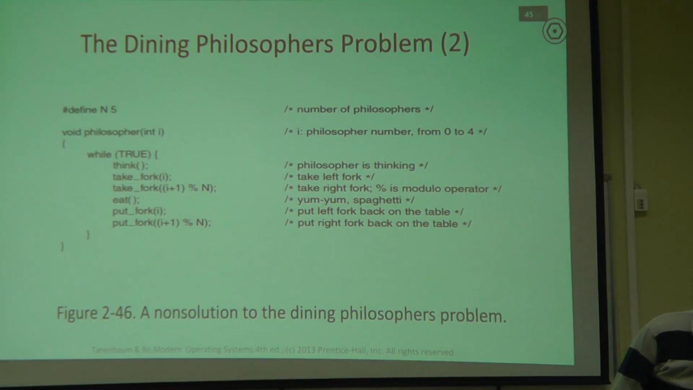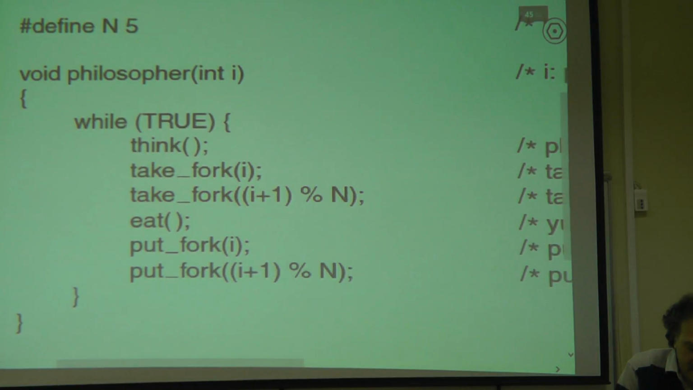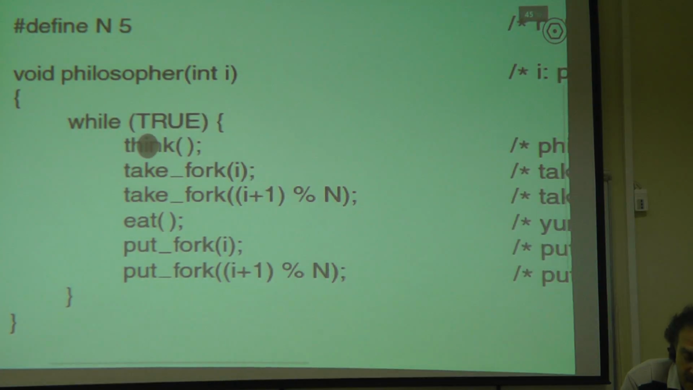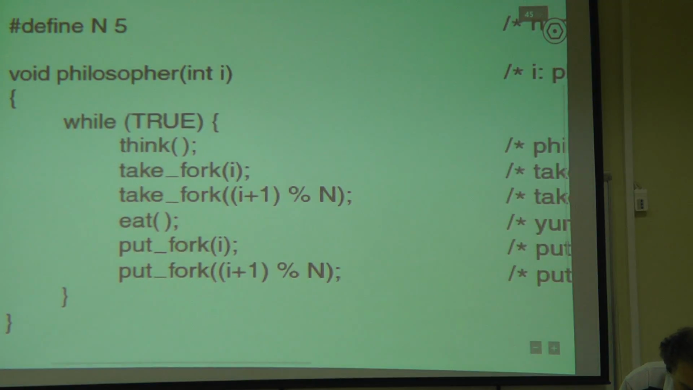So this is a simple solution. It says non-solution. Philosopher i, let's say 1, 2, 3, 4, 5. In an infinite loop, they think, and when done thinking, take the fork i plus 1 modulo n, so that it can wrap around. Then eat and put the forks down. So this is a non-solution.